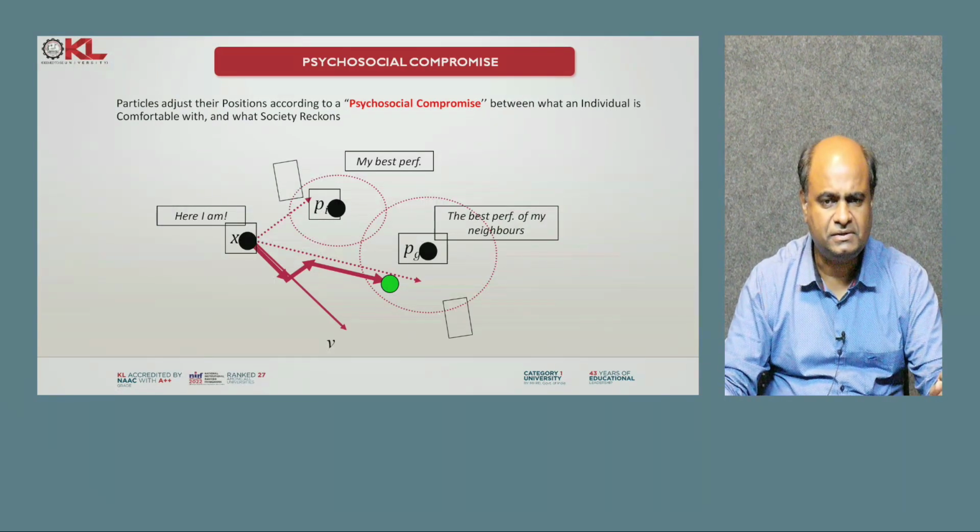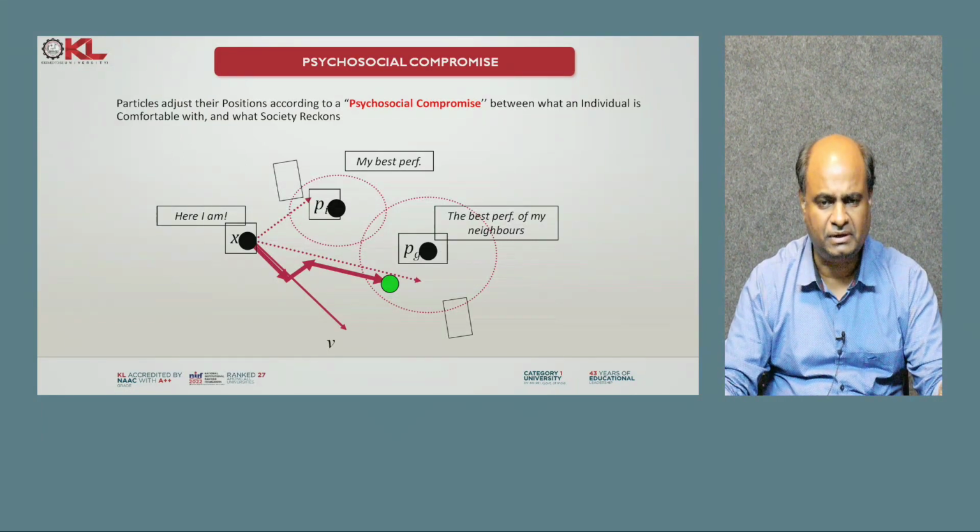So you can see this here in the diagram, the psychosocial compromise, individual particles. Now here I am, my position is X, and I want to go to the global. The two options are there: my best performance, and the best performance of my neighborhood. So this is my best performance. I reached here in the PI, position I.